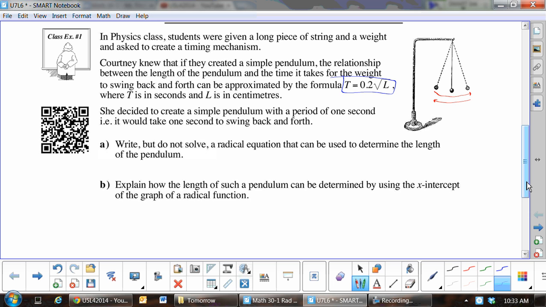Now, if they asked, how long would the string be if it takes 1 second to go back and forth? Well, then I've got 1 equals 0.2 root L.